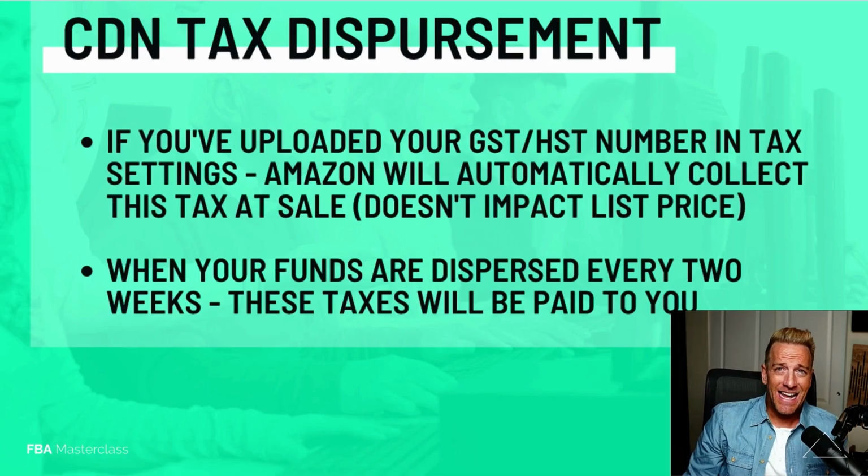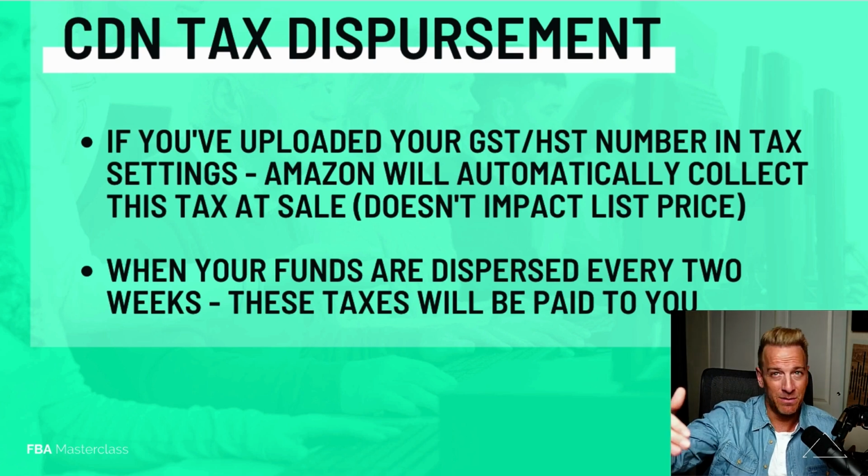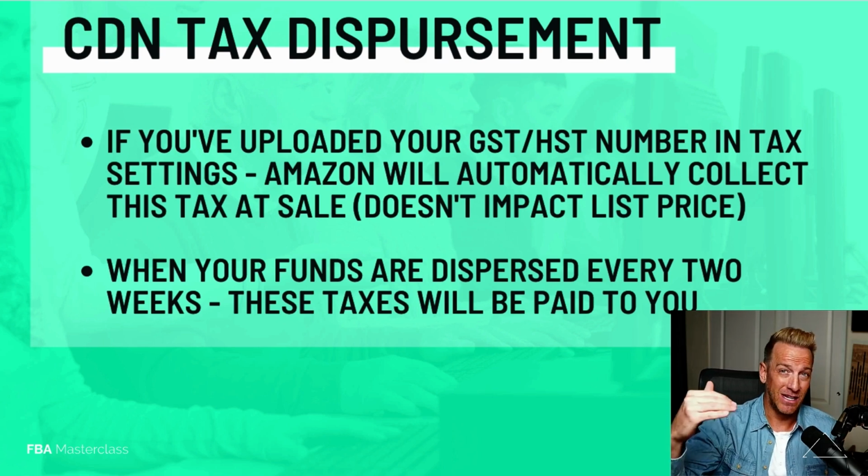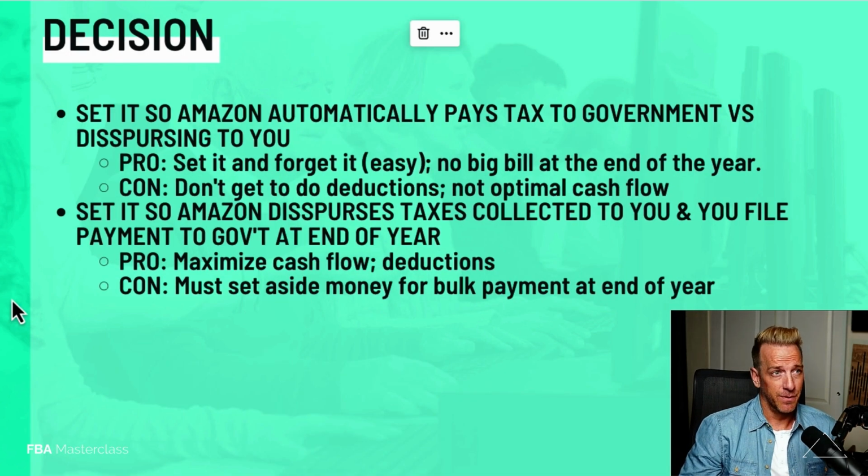Now here's how the Canadian tax disbursement works within Canada. If you've uploaded that number in that field that we just talked about, Amazon will automatically collect this tax at sale. So it's not going to impact your list price. Say it's a $50 list price, they're going to automatically collect the GST. And then when your funds are dispersed via Amazon's regular process, all that money, less any Amazon fees that they deduct, is going to be put into your account, including that GST that they've collected. So this is where you've got a decision. One, you can set it up so Amazon automatically pays the tax to the government versus dispersing it to you. The pro of this is you don't have to think about it. You don't have to worry about Canadian taxes. You don't have to worry about filing things.